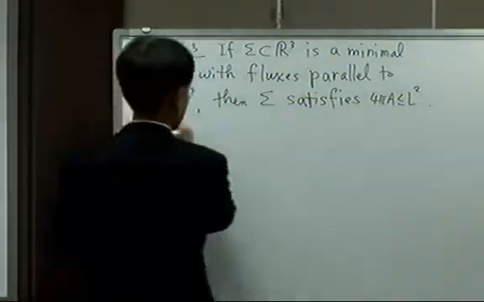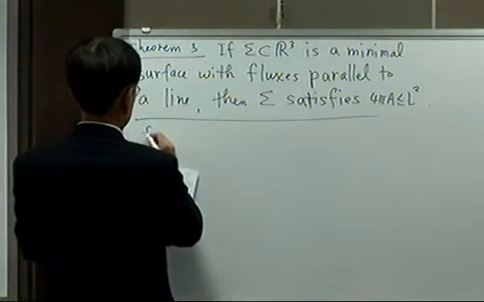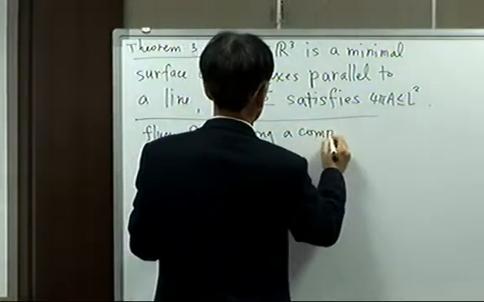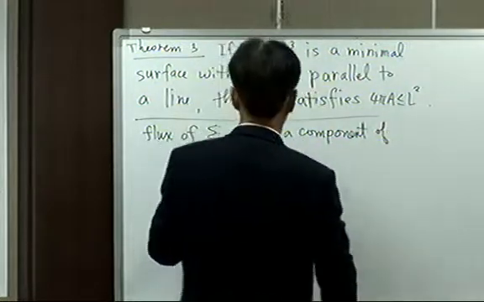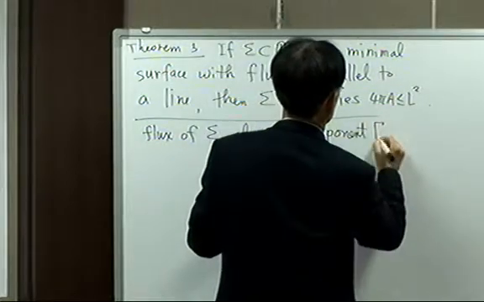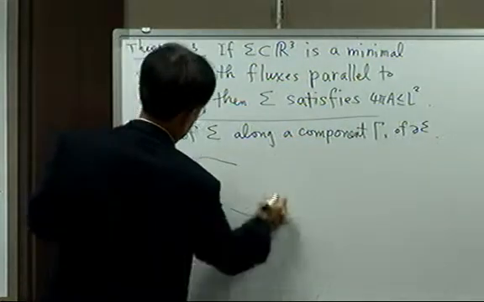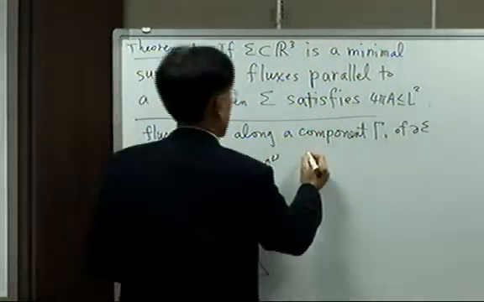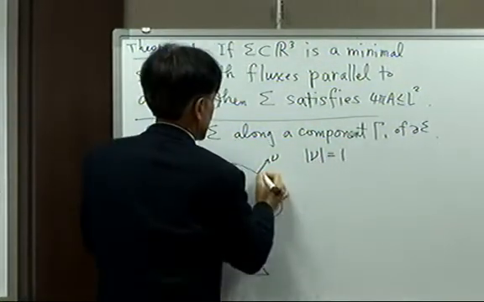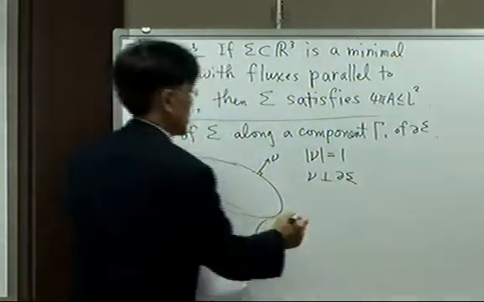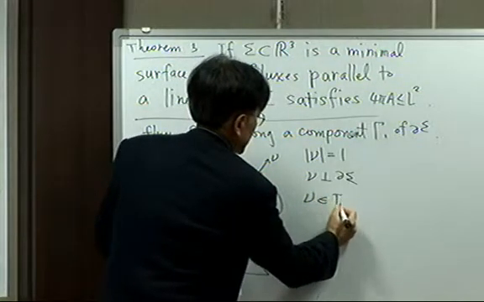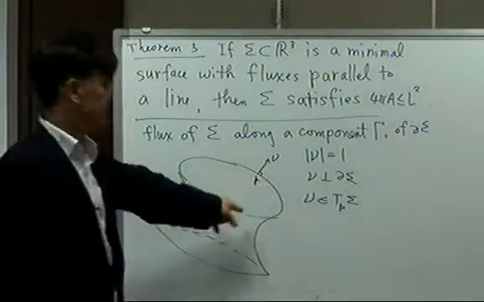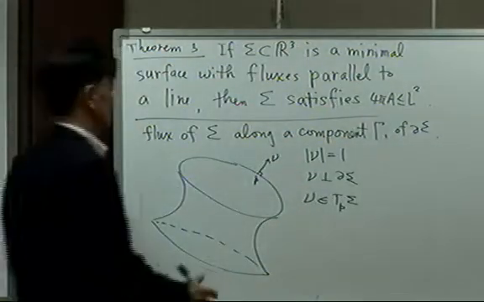Okay. Let me briefly introduce the notion of flux. Flux of a minimal surface sigma along a boundary component, component gamma 1 of the boundary of sigma. Here we have a minimal surface with two boundary components, and here we have the normal vector nu. Nu is unit, and nu is normal to the boundary of the minimal surface. And finally, nu is tangent to the tangent plane of the minimal surface. So nu is a tangent vector, but that's normal to the boundary of the minimal surface, and nu has unit length. Such a vector nu is called the unit conormal.